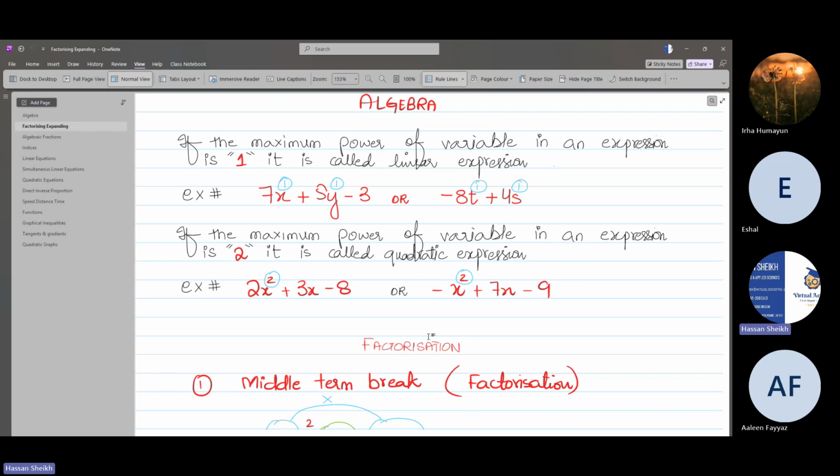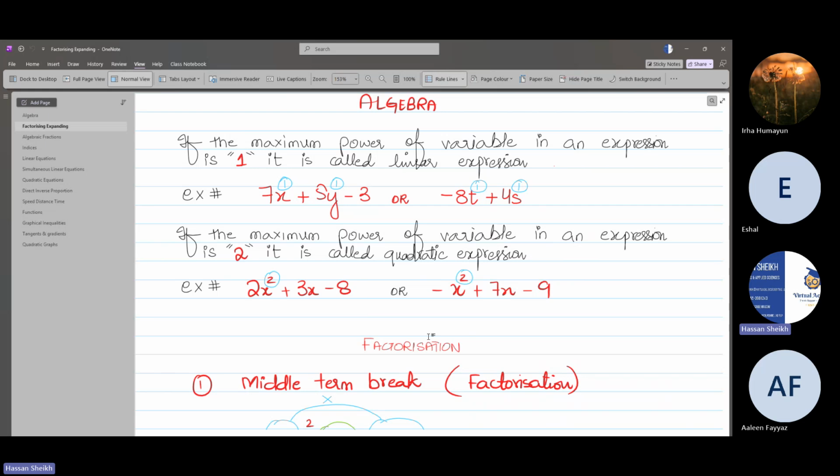For example, if x has a value of 1, then 2x would become 2. So in that way, they increase the value of the variable when they are multiplying with it, and that's why those numbers which are multiplying with the variables are called coefficients.